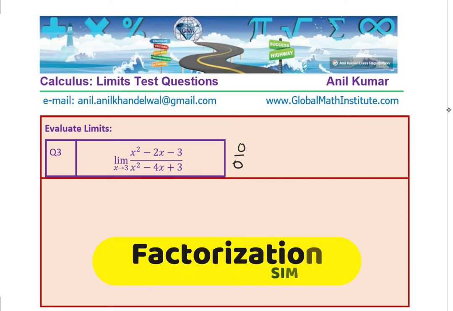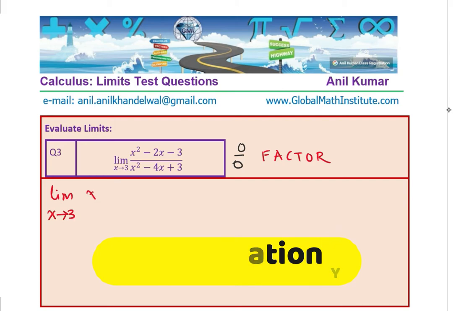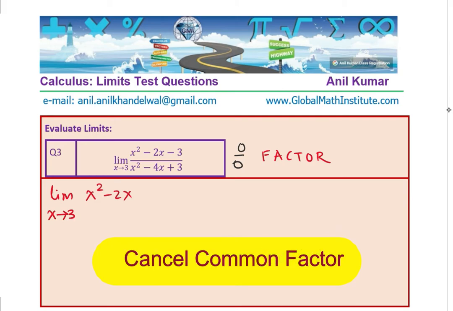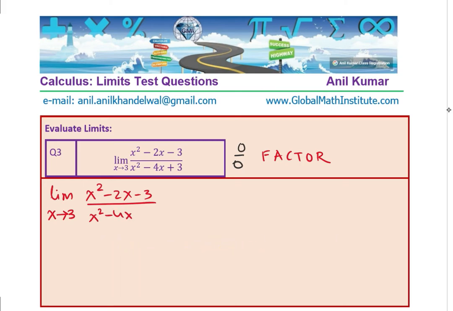We cannot get the answer by direct substitution, and the strategy is to factor. So let's factor the trinomials and get the answer. So we have to find the limit when x approaches 3, the numerator being x squared minus 2x minus 3, denominator is x squared minus 4x plus 3. So when you factor the numerator, what do you get? Keep writing limit approaching 3 with every expression, okay?